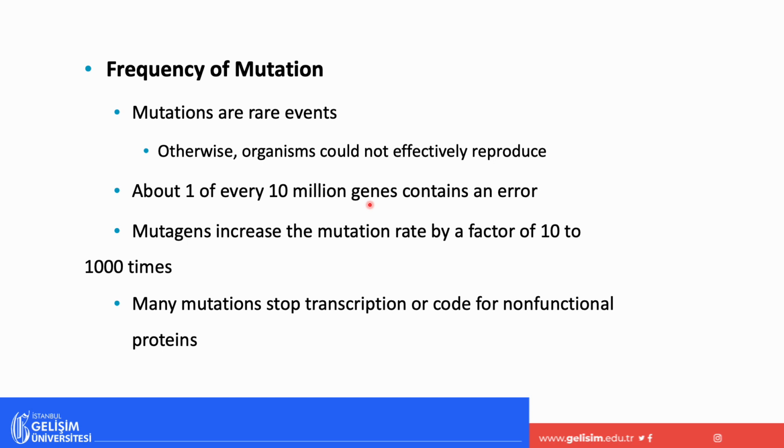Mutagens can increase the mutation rate by a factor of 10 to 1,000 times, which can have serious consequences for the organism. However, many mutations don't have a significant effect on the organism, and some can even be neutral or beneficial for that matter. Nonetheless, mutations that result in non-functional proteins or stop transcription can have a negative impact on the organism's survival as well as their reproduction.